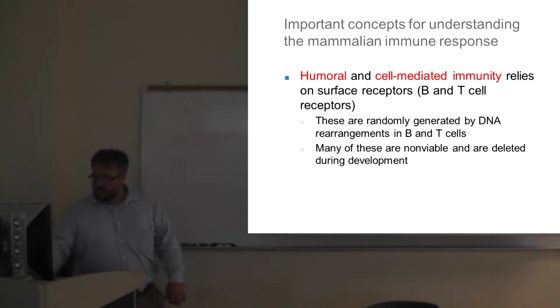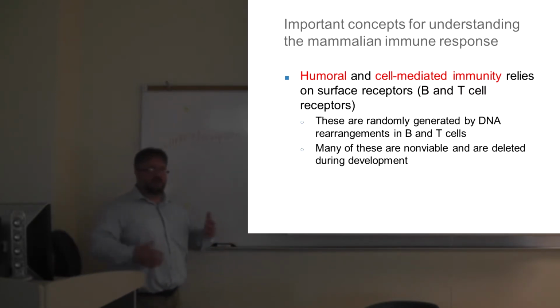Okay. So humoral and cell-mediated immunity relies on surface receptors, B and T cell receptors. Kind of talked about that a little bit. This lock and key mechanism where they recognize things that are on bacteria or on virus particles, things like that. These are randomly generated by DNA rearrangement in B and T cells. So we don't start out with them in life. We actually rearrange genes.